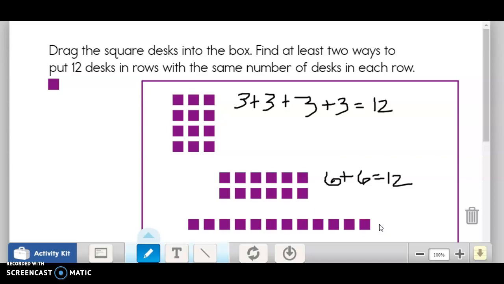And I was also wondering, I see repeated addition, and repeated addition is the same as multiplication. So I could say 3 plus 3 plus 3 plus 3 equals 12. Or I could say 1, 2, 3, 4. 4 times 3 equals 12. And I could say here 6 plus 6 equals 12. Or I could say 2 rows. 2 times 6 equals 12.